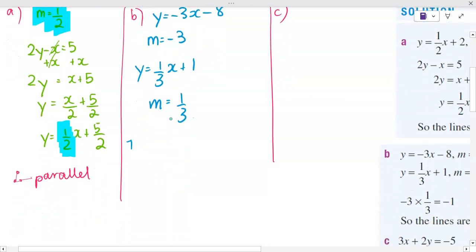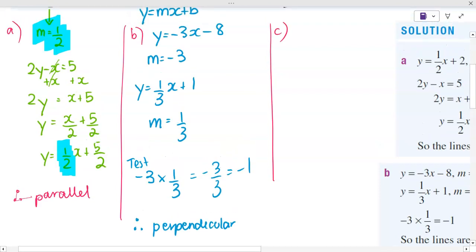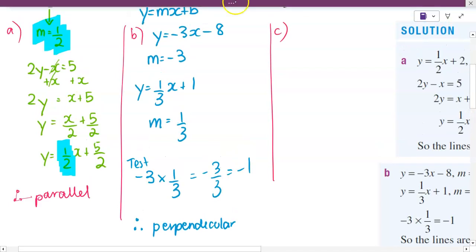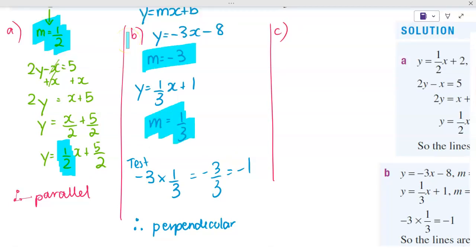Let's just test. Is our first gradient times our second gradient equal to -1? We get minus 3 on 3, which is minus 1. So yes, therefore, perpendicular. It's because our gradients multiplied together, and I'll highlight those for you so you can see them, are equal to -1. So that's a nice test there.